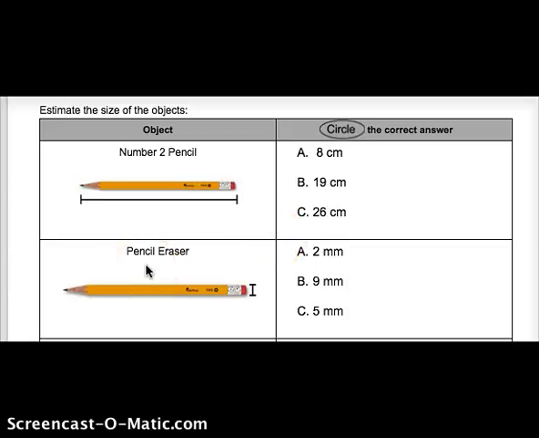The next one you need to estimate the size of is a pencil eraser. The actual eraser of a pencil, so just this part right here. What would you guess? 6 millimeters, 9 millimeters, or 5 millimeters? So a pencil eraser, what would your guess be? Circle the best answer. Press pause to do this. Press play when you're done.